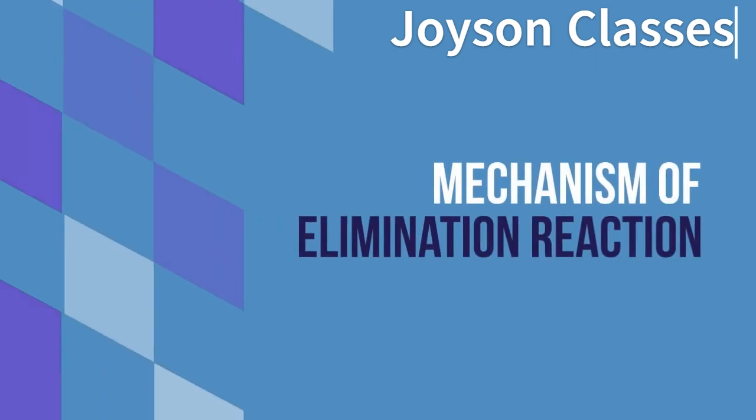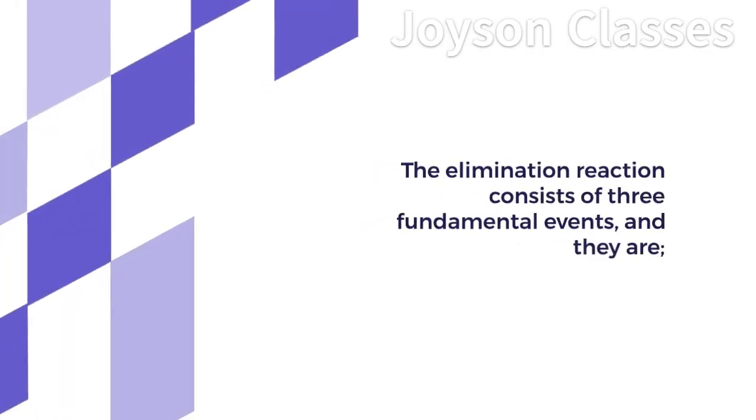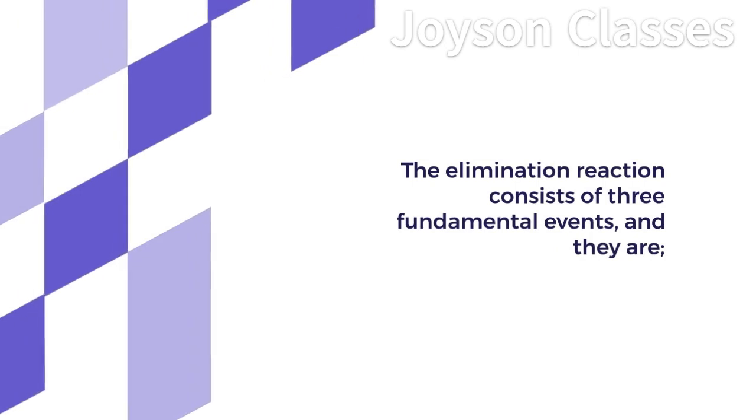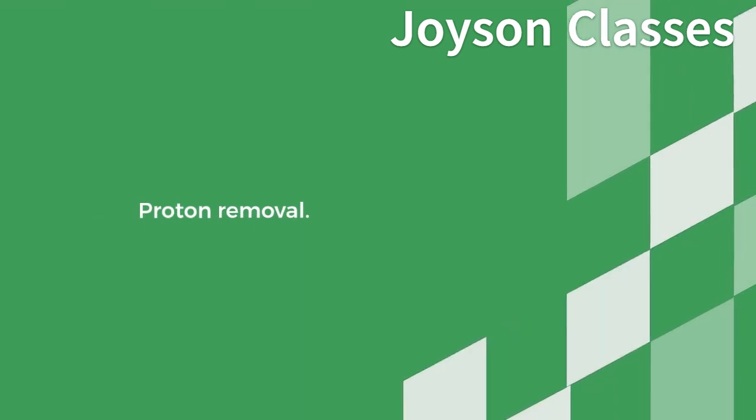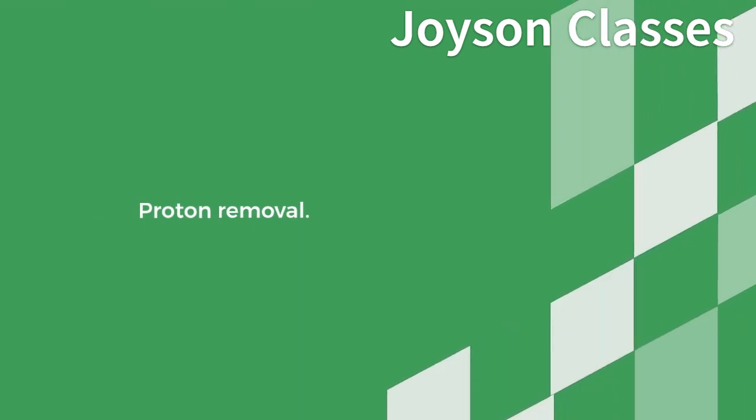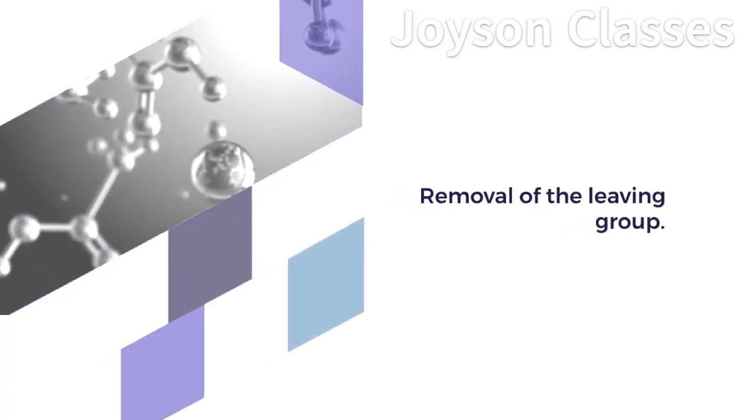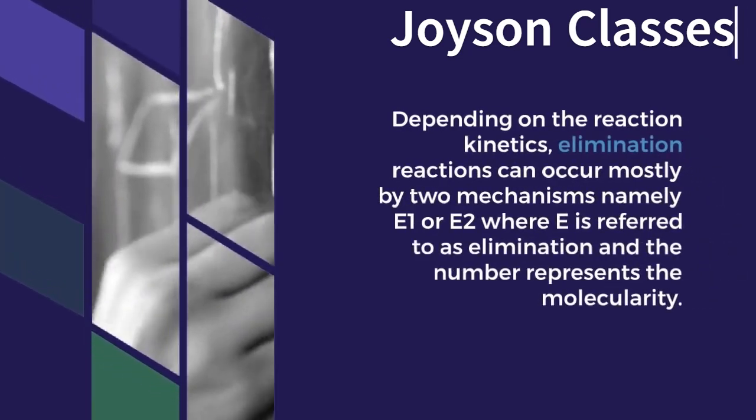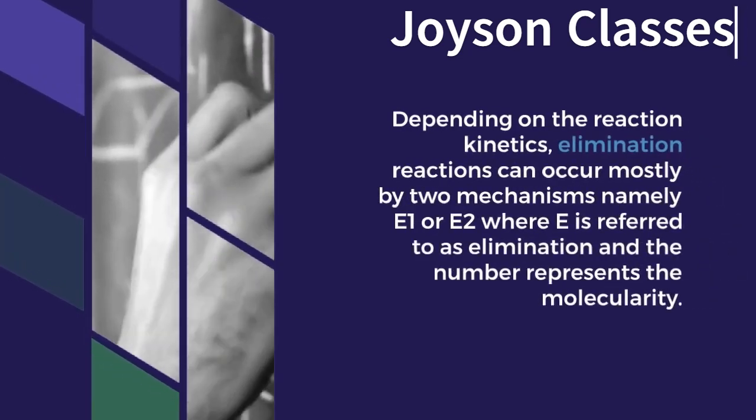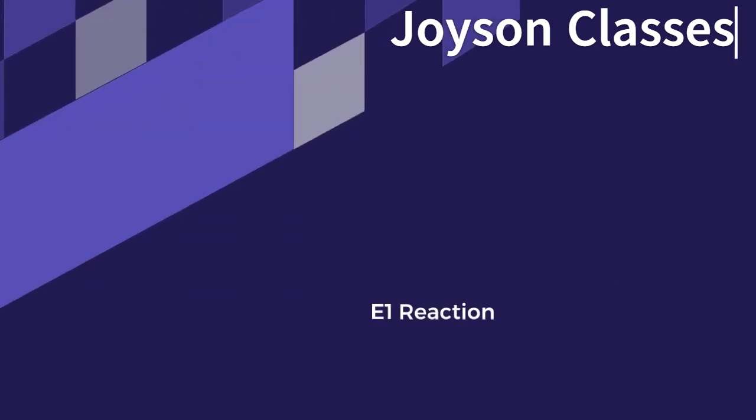Mechanism of elimination reaction. The elimination reaction consists of three fundamental events, and they are: proton removal, formation of C-C pi bond, removal of the leaving group. Depending on the reaction kinetics, elimination reactions can occur mostly by two mechanisms, namely E1 or E2, where E is referred to as elimination and the number represents the molecularity.